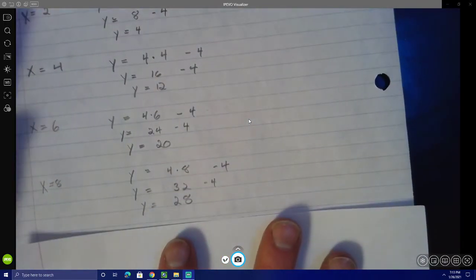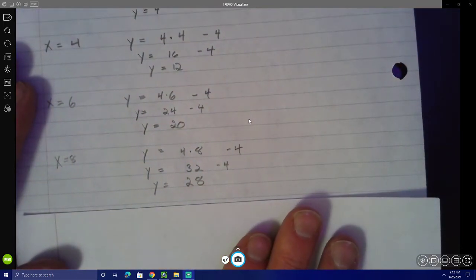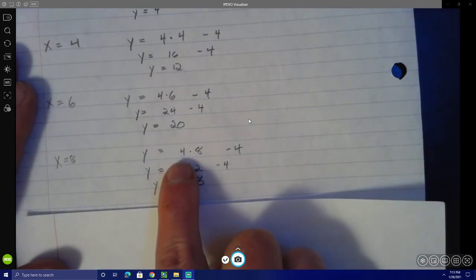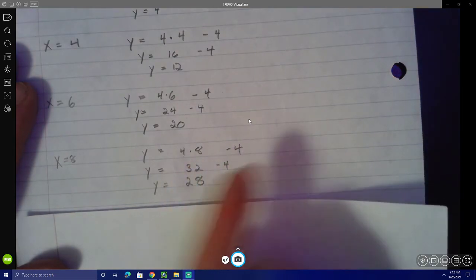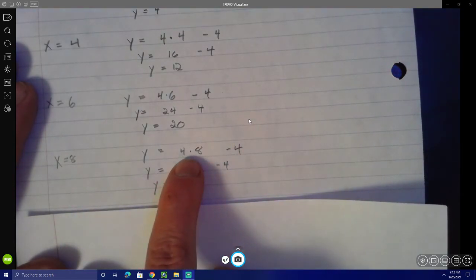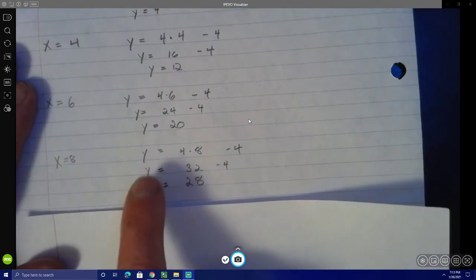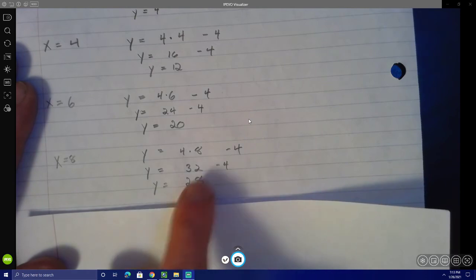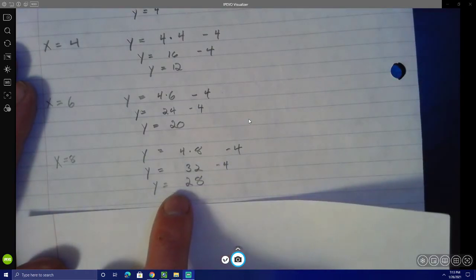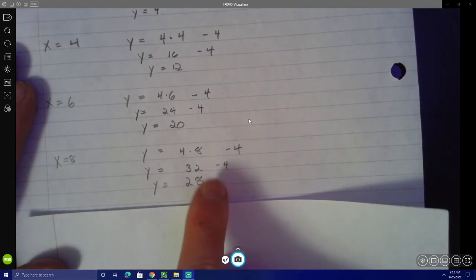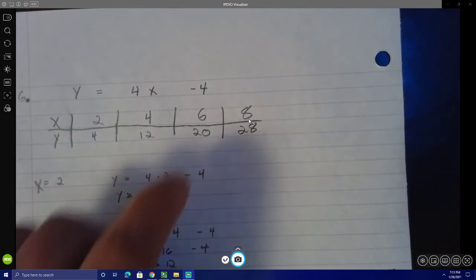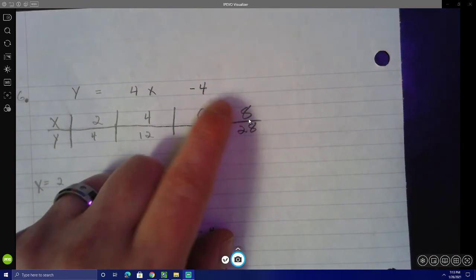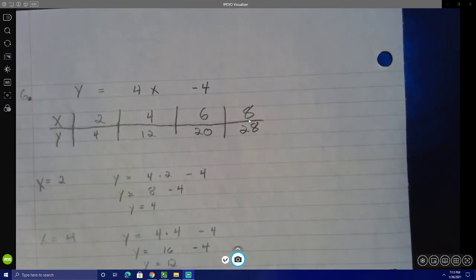Lastly, I needed to find the value for x is equal to 8. I substituted it into my equation. I got y equals 4 times 8 minus 4. When I do this multiplication, because I need to do that first because of PEMDAS, I'm left with y is equal to 32 minus 4. And once I do the subtraction, I get y is equal to 28. I take that value of y, plug it back into my table for when the value of x is equal to 8, and I have completed my table.